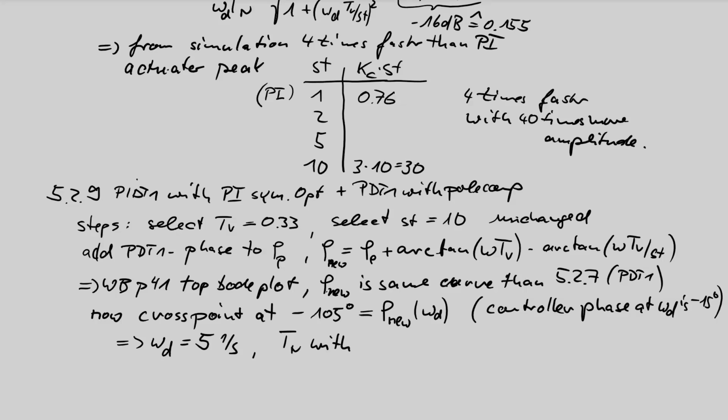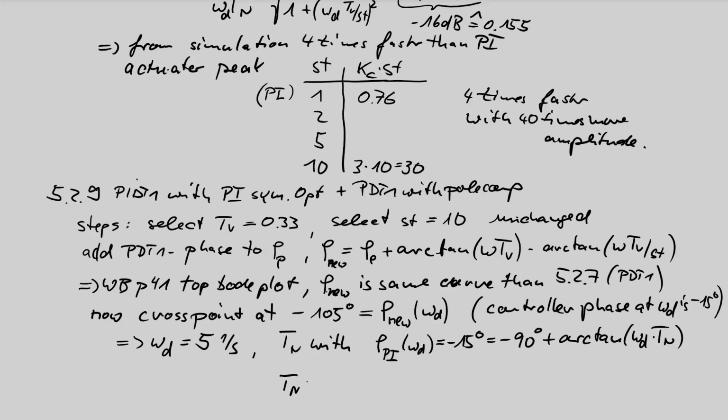equation for the PI phase. Fpi at omega d is selected to minus 50 and calculable with minus 90 plus arc tangent of omega d times the unknown Tn. So this is the equation to calculate the Tn value.